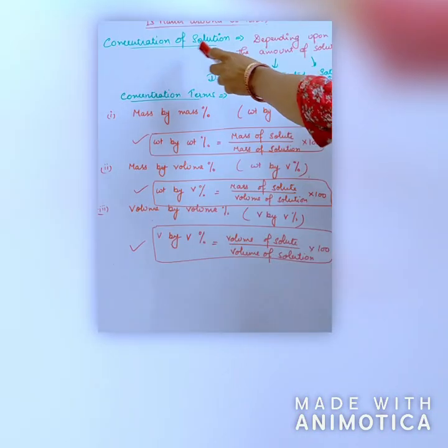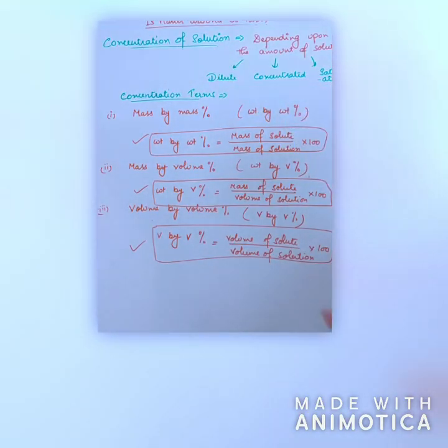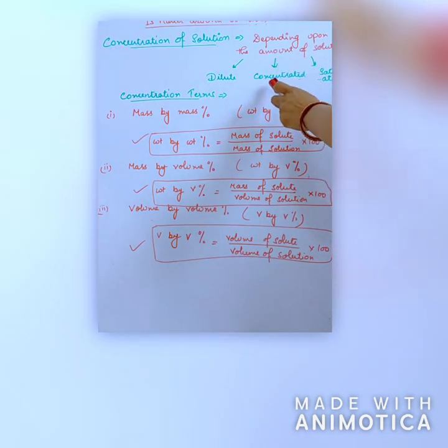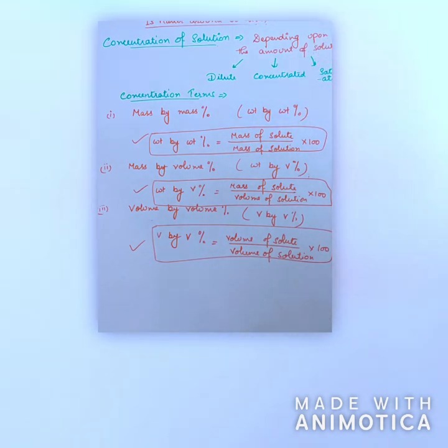Concentration of solution. The concentration of a solution depends upon the amount of solute. If the amount of solute is very less, we call it a dilute solution. If the amount of solute is more in the solvent, we call it concentrated. And sometimes we call it a saturated solution.